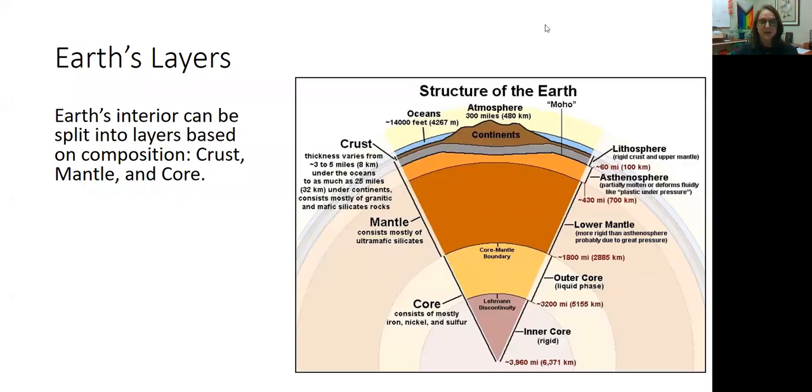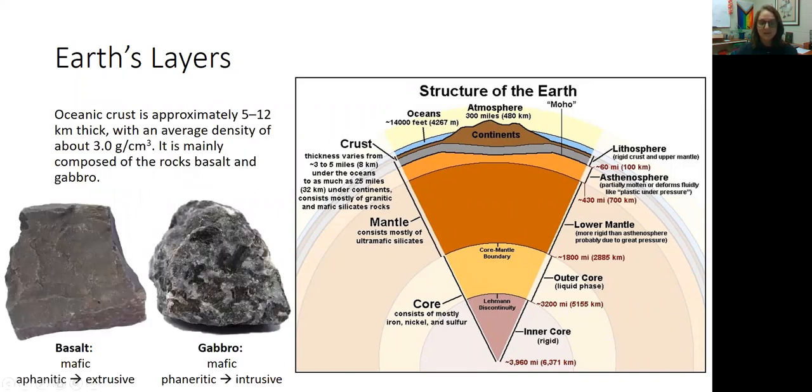So using seismic waves, we've been able to differentiate Earth into the layers of the crust, the mantle, and the core. We know that the crust is made out of different types of rock because this is where we live. This is where we are able to observe. So the oceanic crust, the crust that is beneath the oceans that makes up the ocean floor, is approximately 5 to 12 kilometers thick with an average density of about 3 grams per cubic centimeter.